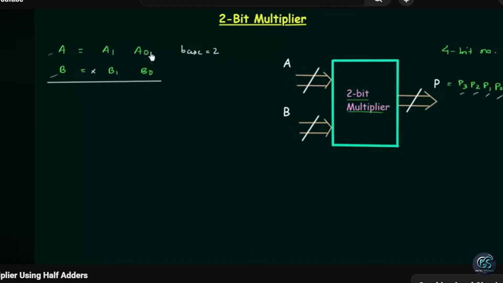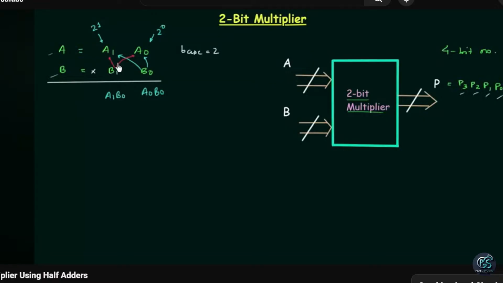First I will multiply A0 with B0 and A1 with B0. When you multiply A0 and B0, you have A0 B0, and when you multiply A1 with B0, you have A1 B0. Weight of this position is 2 raised to power 0 and weight of this position is 2 raised to power 1. In the next step, I will multiply B1 with A0 and B1 with A1.